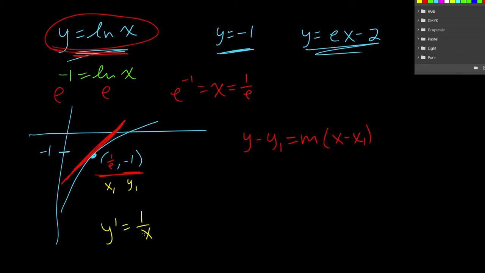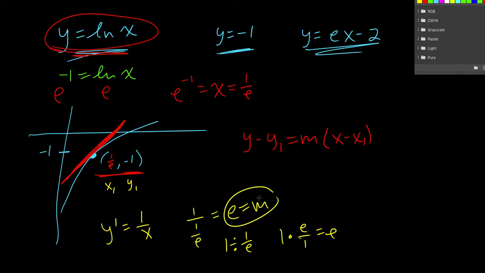And if we're looking at the derivative at that specific point, we're going to plug in 1 over e to that. So what that is is just e. It's like saying 1 divided by 1 over e, 1 times e over 1, which is just e. So this is our slope. Now we can plug everything in. So I'm going to say y minus y1, so minus negative 1. The slope is e.